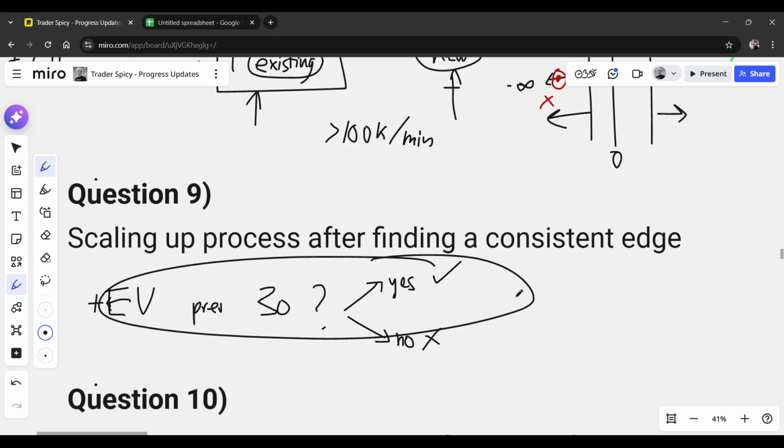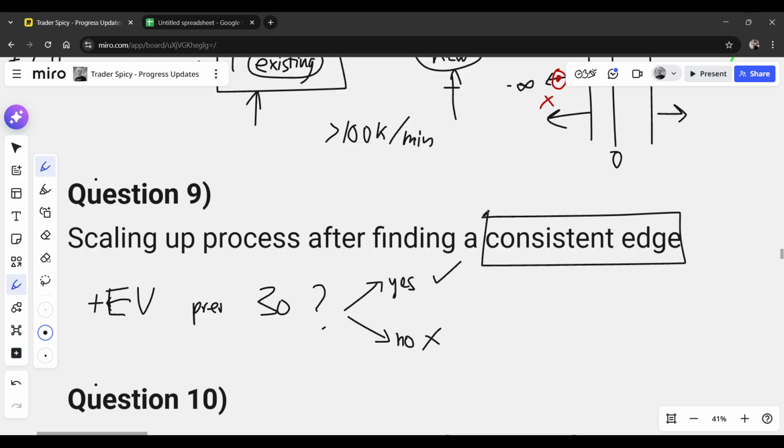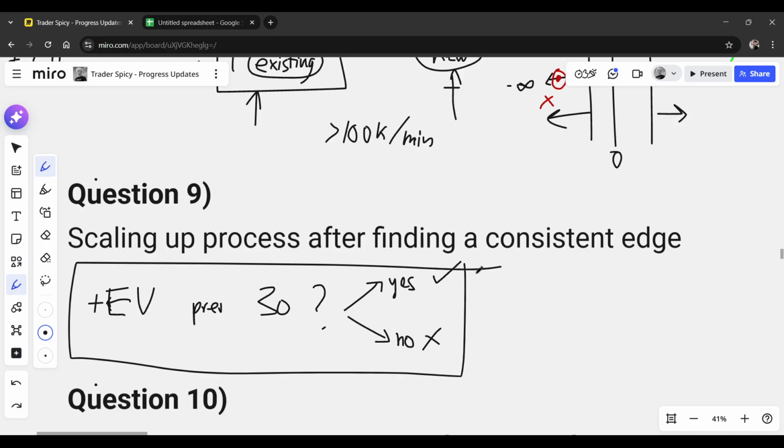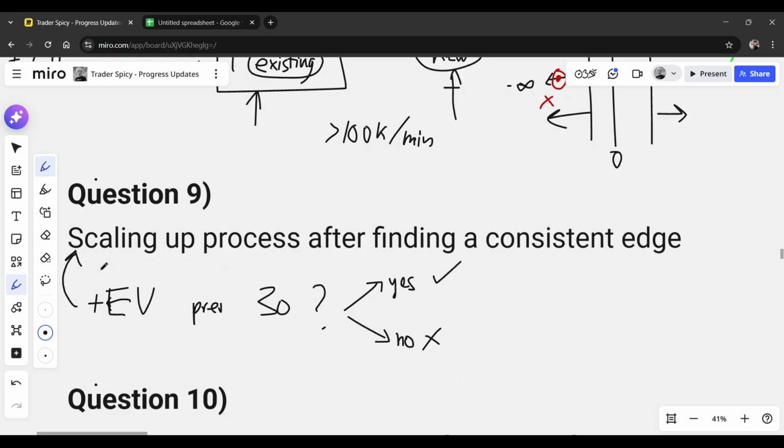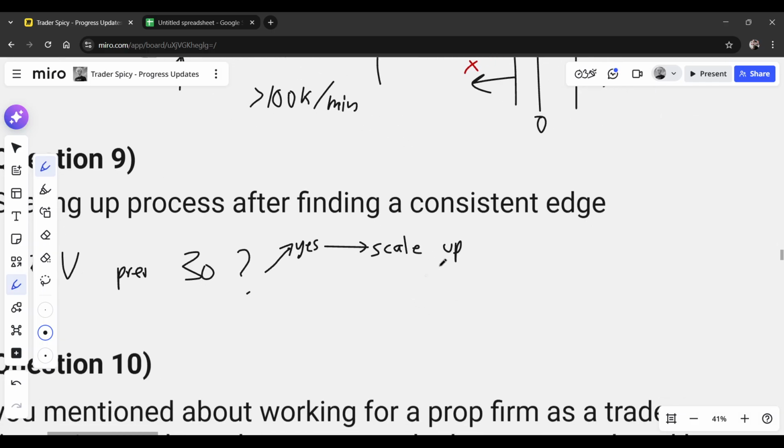This is not the best definition of consistent edge, but we're just going to work with this because this is a really simple approach to scaling up. So was I EV positive in the previous 30 trades? If yes, then scale up. And this is how it can look like.